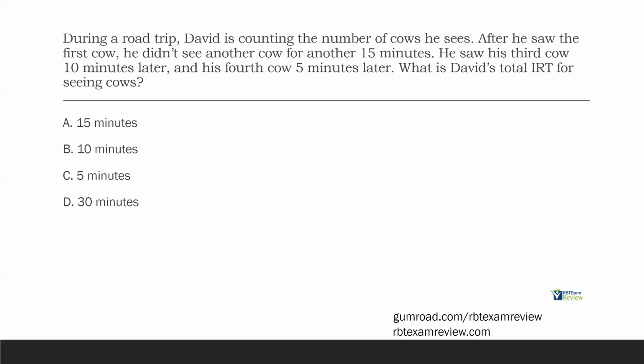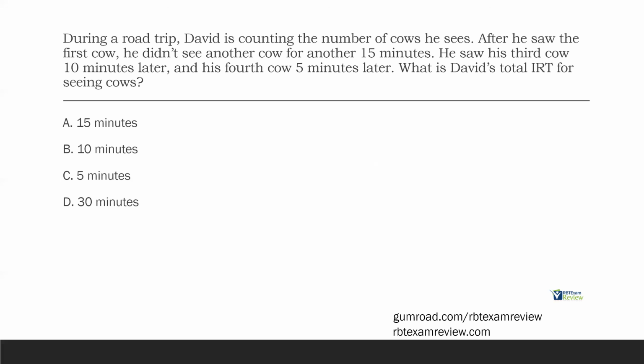When using IRT, the first response doesn't count as far as IRT goes, okay? The first instance of IRT is between the first response and the second response, okay? The time between the SD and the first response is latency.